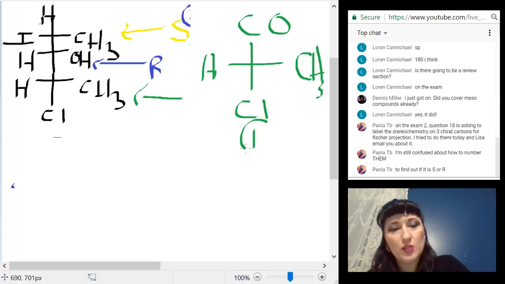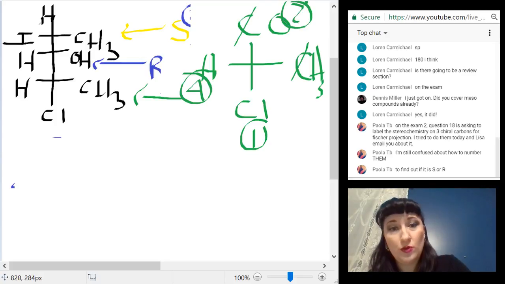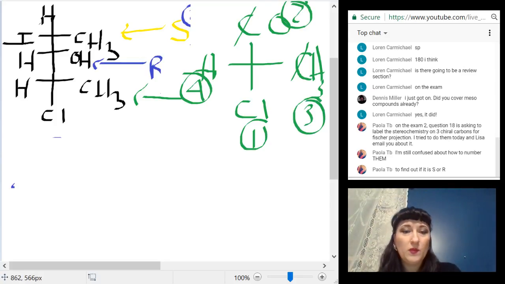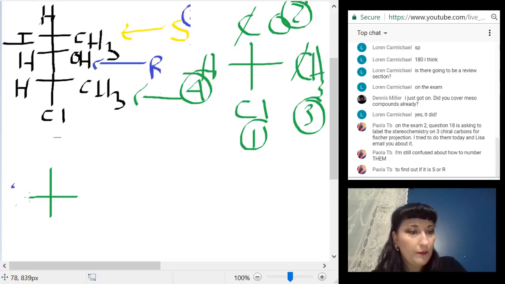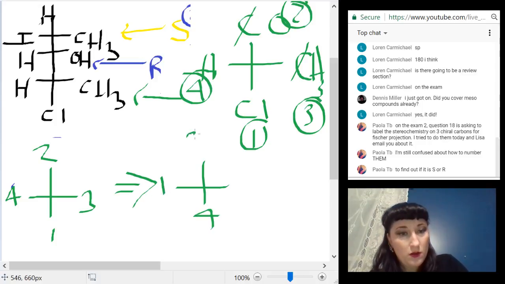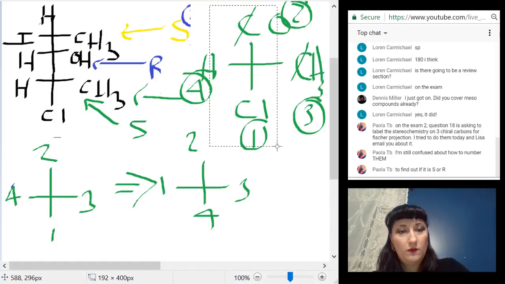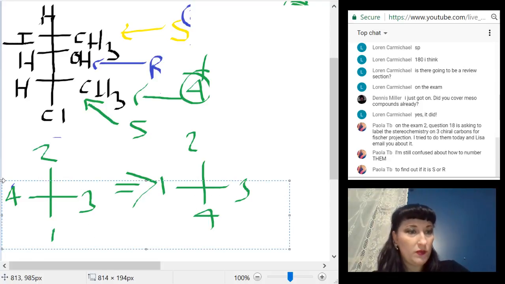So the chlorine will have the highest priority. Hydrogen will have lowest priority. Those carbons, you have to go to the next thing. So the oxygen would be number two. The hydrogens would be number three. So do the same thing. Number four, one, three, and two. Okay. So in this case, all I have to do is flip my one and four, and I've hit my R standard. So one flip means odd number, meaning that's S. So the stereochemistry for that molecule then is SRS.